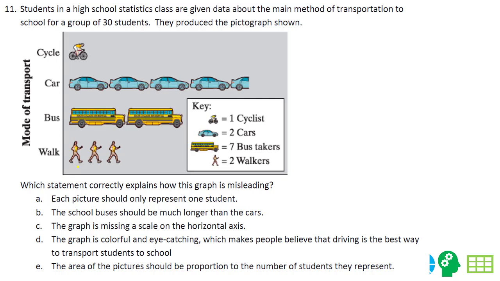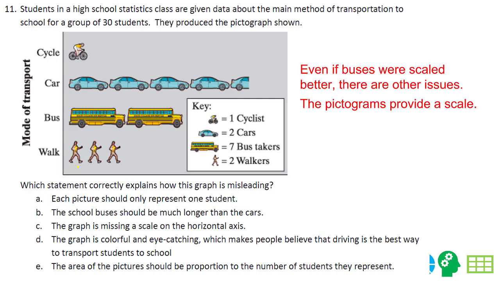Each picture should only represent one student. Well, actually, I apparently skipped a few. It's not required to have one picture per individual, all right? Part B, the school buses should be much longer than the cars. Even if the buses were scaled better, so you could say the bus should be 3.5 cars, because that's how many people it represents, right? It definitely doesn't. So there are other issues as well. That's not the only issue. The graph is missing a scale on the horizontal axis. The pictograms actually kind of tell you a scale in the sense they give you a key, right? You've got a key right there.